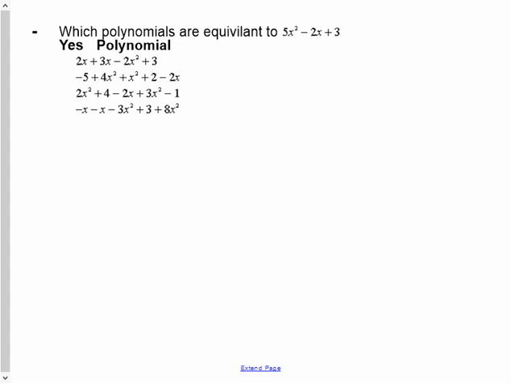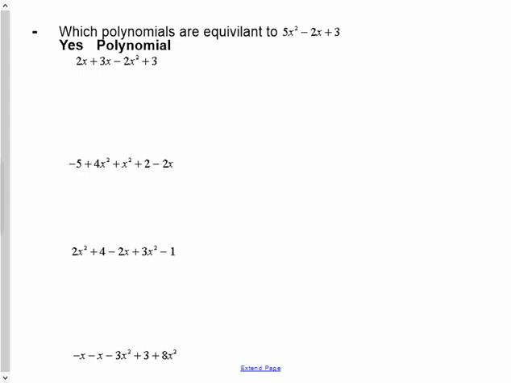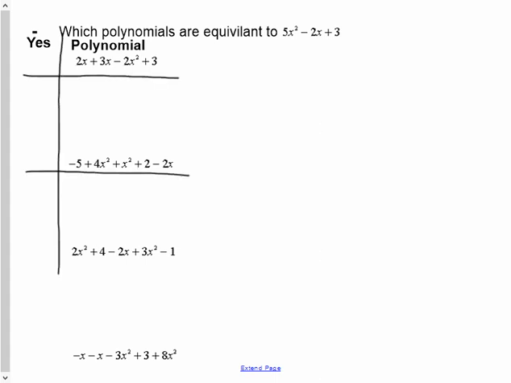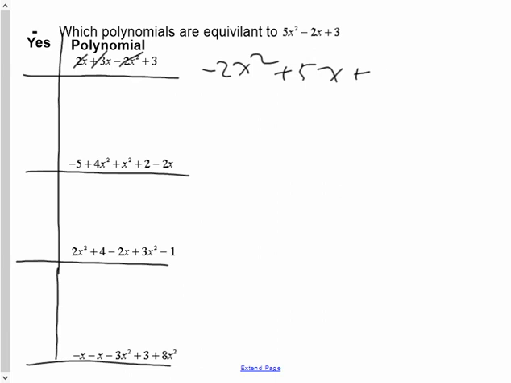Next question says, which polynomials are equivalent to 5x squared minus 2x plus 3? Just say yes or no for each polynomial. So the polynomial is given here, and it's either yes or no. Okay, so let's see. The first one, 2x plus 3x plus minus 2x squared plus 3. What I'm going to do is gather my like terms. So the first thing I'm going to do is gather all my x squareds. I have a negative 2x squared. That's the only x squared I have. I have plus 5x, which are my x's. And I have a plus 3. And when I look at the equivalent to this, I say no, it's not. So it's not equivalent to that.